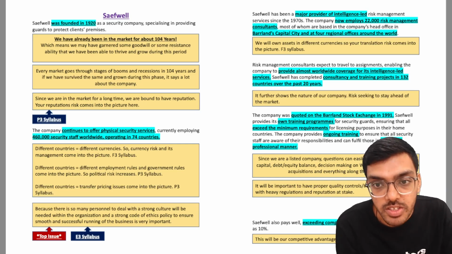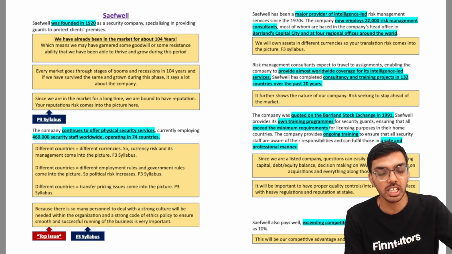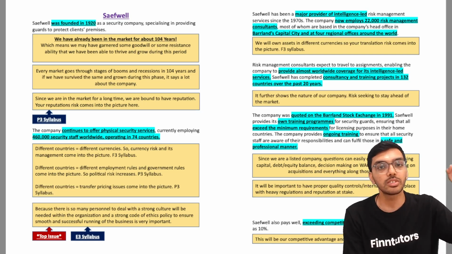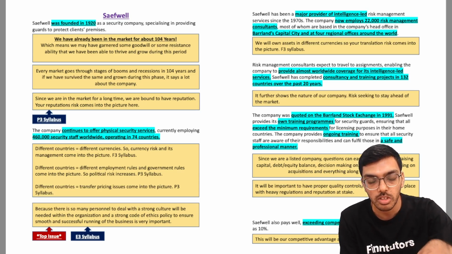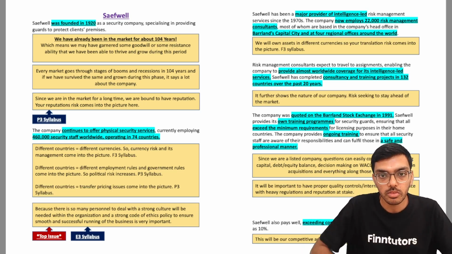Next, risk management consultants expect to travel to assignments, enabling the company to provide almost worldwide coverage for its services. For example, a company in India needs our penetration testing services. So our risk consultants from Barland will fly to India and provide that service. So we are pretty much a worldwide business.